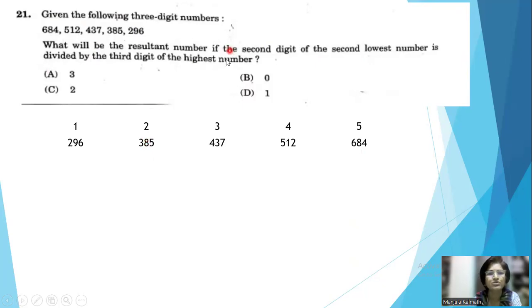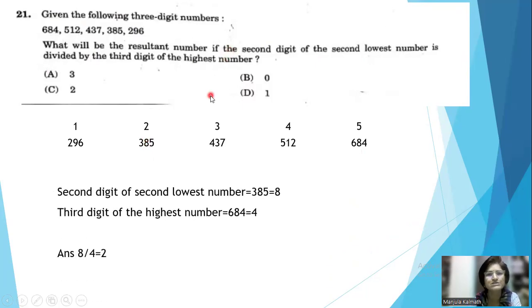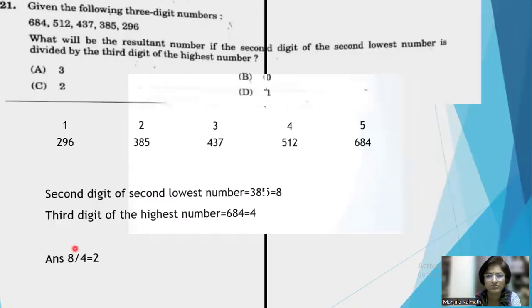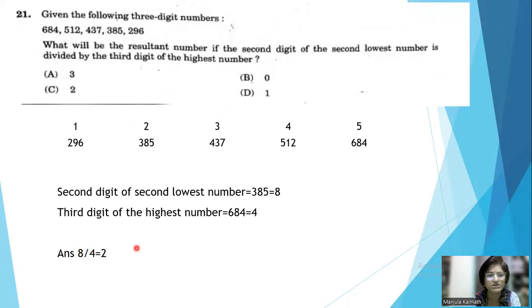Okay. And like that, the highest number, here we have the third digit of the highest number, it will be 4. So here we have an 8 and a 4, and we have to divide. 8 divided by 4 means it will be 2. Then the result will be 2 here. 2 is the result. So next we have to move to the next question.